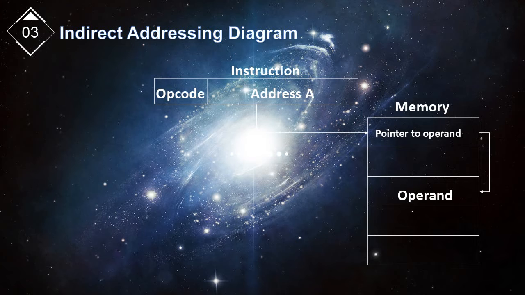This is the diagram for indirect addressing mode. Let's see, the address is referring to a memory location. From this memory location, the operand is pointed out. So multiple memory accesses are needed to find the operand in this indirect addressing mode.